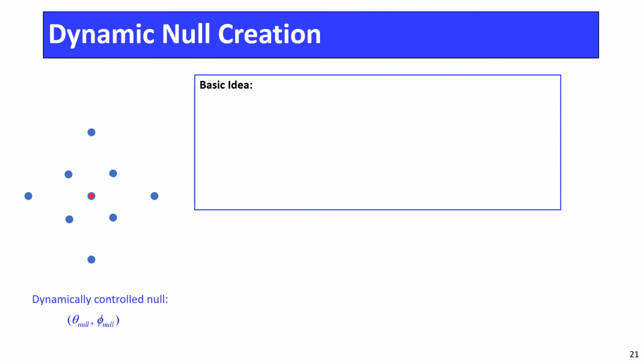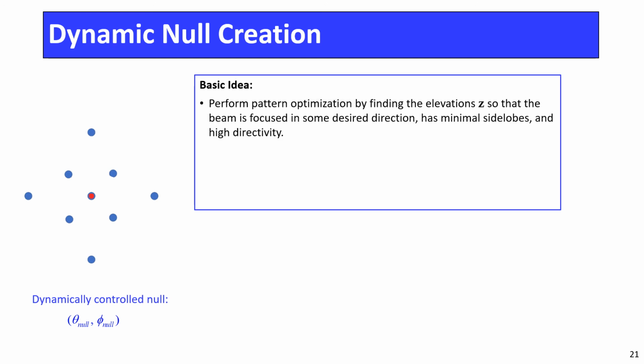Lastly, we show a simulation with a dynamic null creation, that is, imposing a null or near null pattern at different directions. We start by running the optimization routine to find the elevations so that the beam is focused at some direction, has minimal side lobe levels at the horizon, and high 3D directivity. Notice that in this optimization we do not impose a null condition yet.